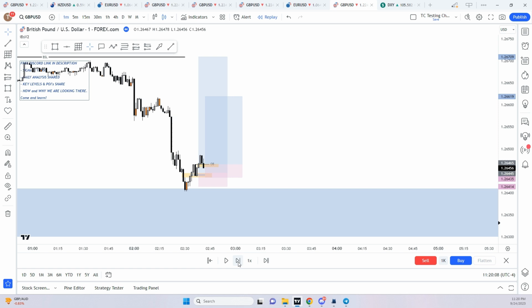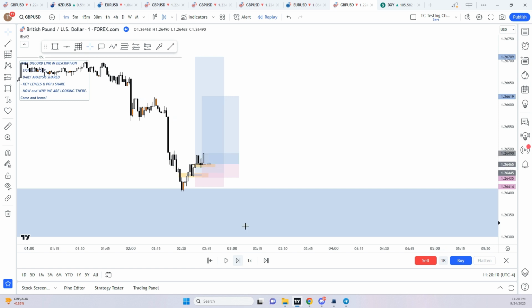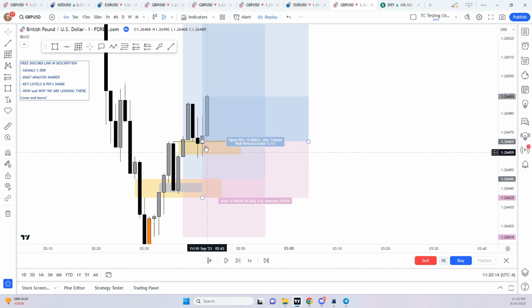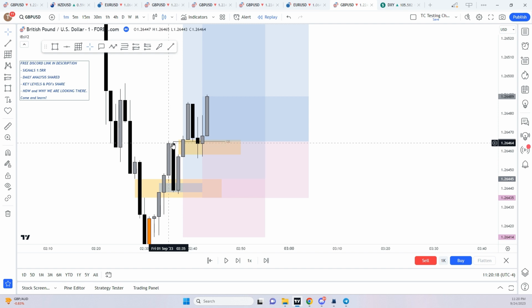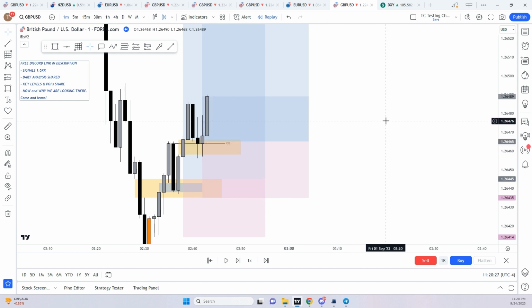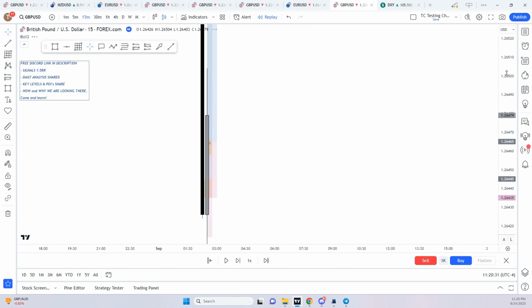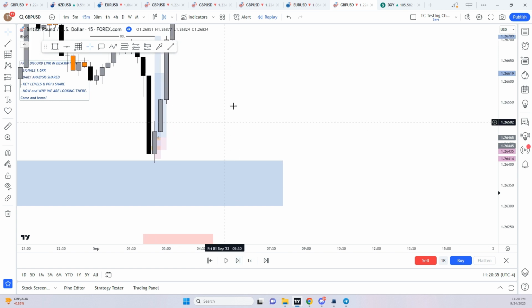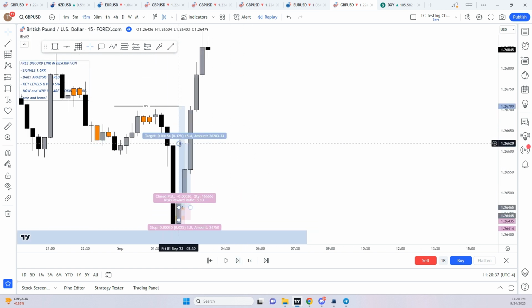So let's see what happens. And here we tap in. Again, notice that the bodies of the candles are respecting this fair value gap, as well as they're respecting the open of the 1 minute bullish order block. This is giving us decent prognostication that our trade idea is going to play out to take profit.